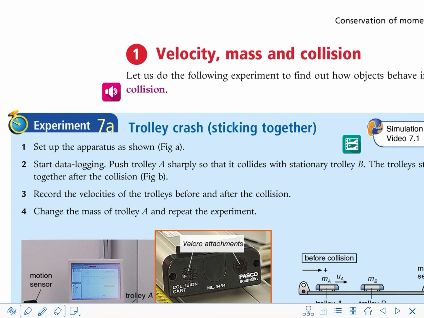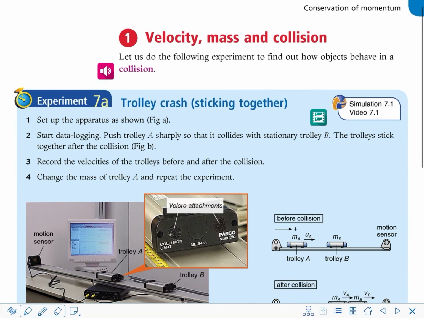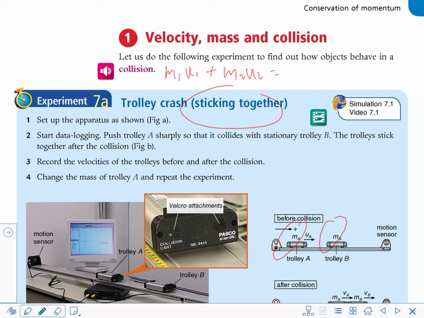Like for experiment 7a, you can see the trolley crash. For this case, we will say case A is stick together after the collision. So by conservation of momentum, we have the equation m1 u1 plus m2 u2, the total momentum before the collision, equal to (m1 plus m2) v, because they have the common final velocity as they stick together.